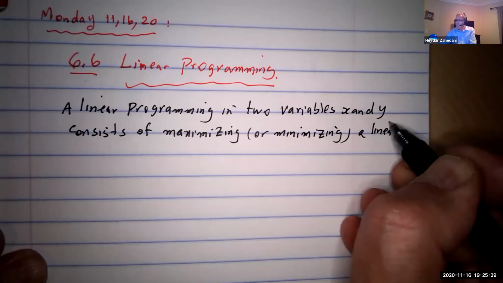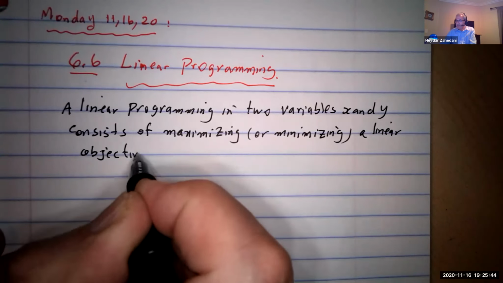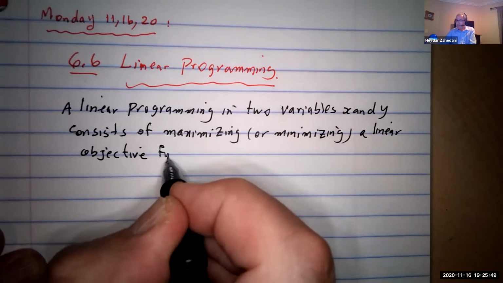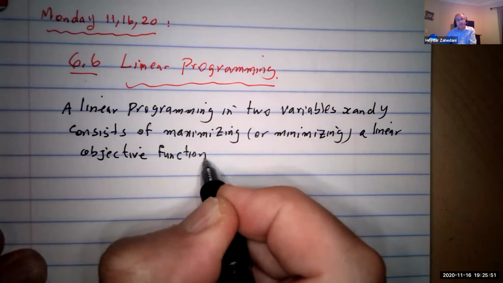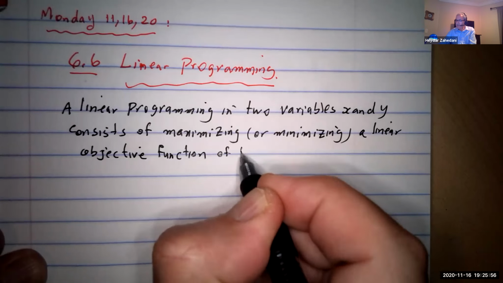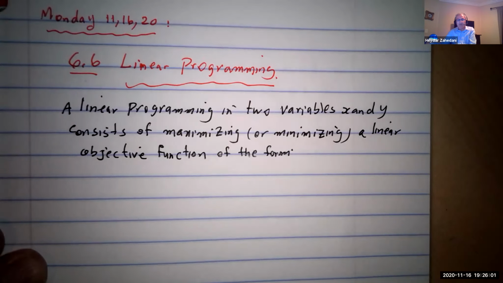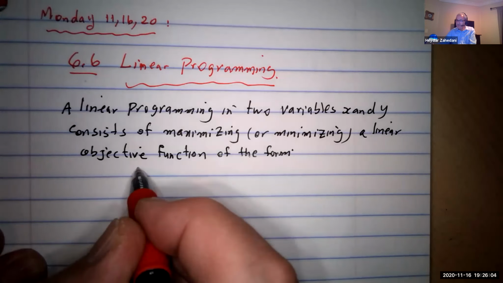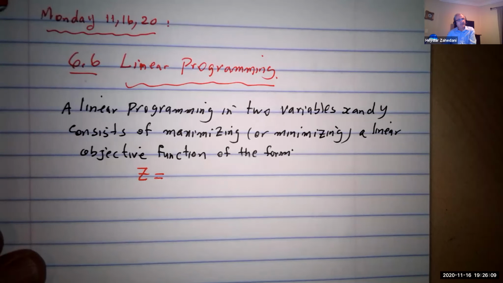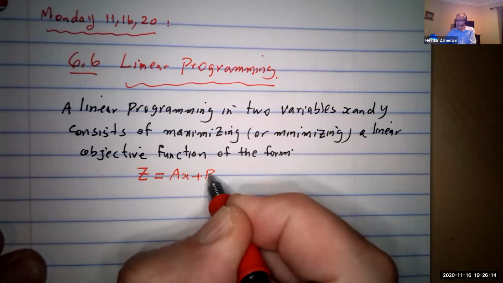A linear objective, something that you want to do. Objective function, a function of the form, that's going to be our objective function. This function will be denoted by z, and z is going to be a linear combination of x and y. So it's going to be a times x plus b times y.